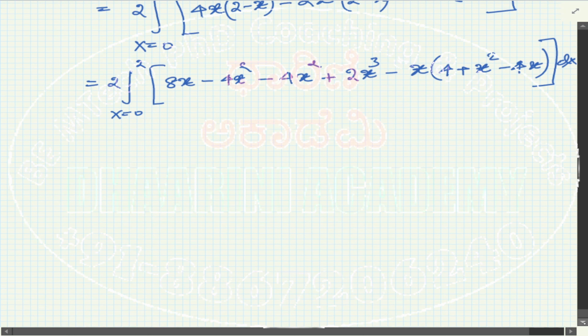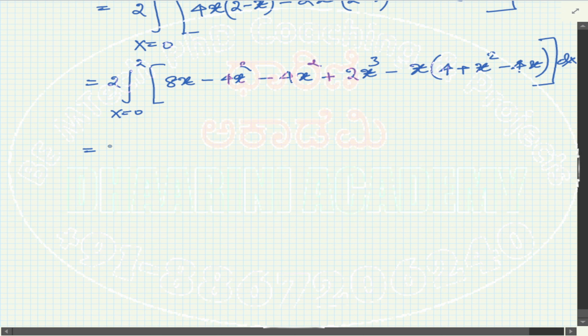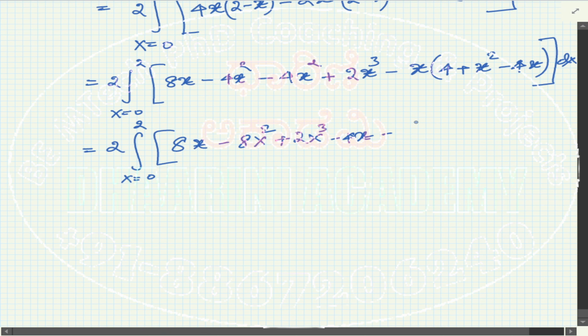Alright, and in the next step, this has to be equal to 2 times integral x is equal to 0 to 2, right? We have 8x minus 8x square plus 2x cube minus 4x minus x cube plus 4x square into dx.